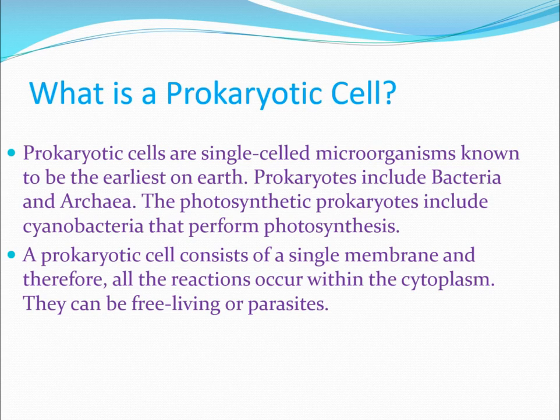The photosynthetic prokaryotes include cyanobacteria that perform photosynthesis. So some prokaryotes also perform photosynthesis like plants, for example cyanobacteria. A prokaryotic cell consists of a single membrane, and therefore all the reactions occur within the cytoplasm. They have a single cell membrane or plasma membrane around the cell, and all the reactions necessary for the cell occur within the cytoplasm.